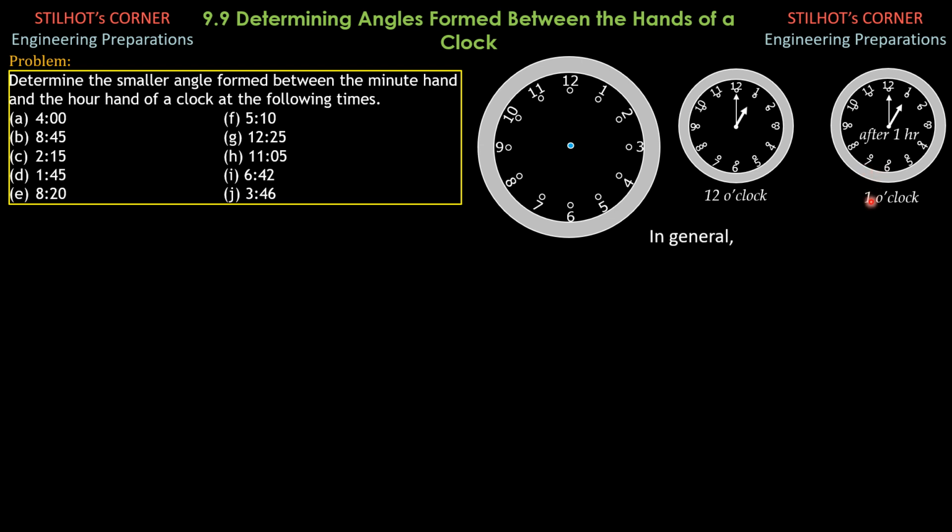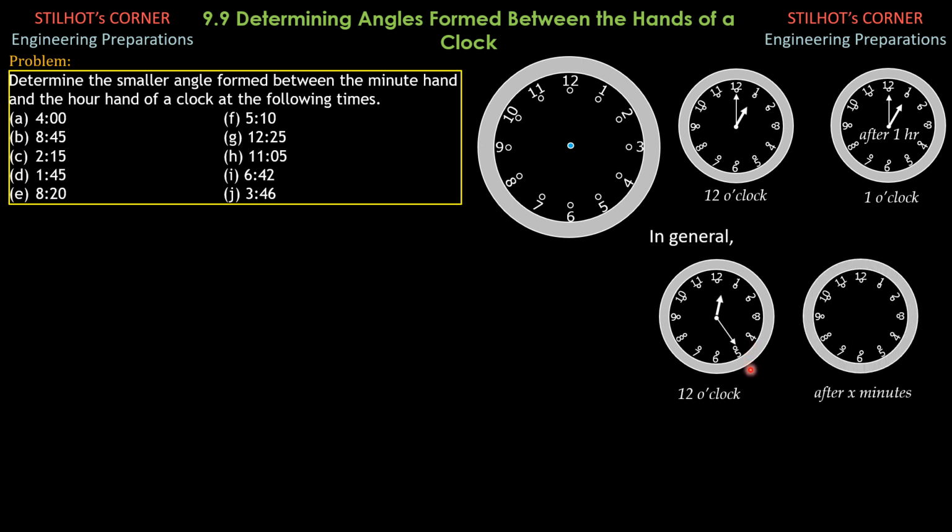Then in general, if we have a clock which reads 12 o'clock, after X minutes, notice that the minute hand turns X minutes as shown. So this is after X minutes: from the initial position of the minute hand to its final position, that's X, and from the initial position of the hour hand to its final position, X over 12. So the angular speeds are related by that fact.